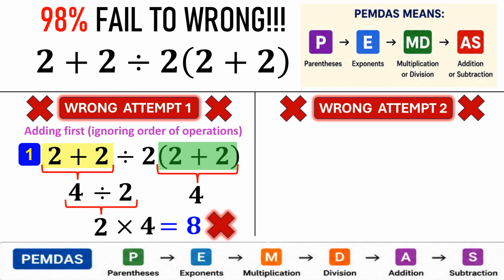But this answer is wrong. Why? Because in mathematics, we can't simply perform operations from left to right or based on our own preference. There is a specific order for performing operations.